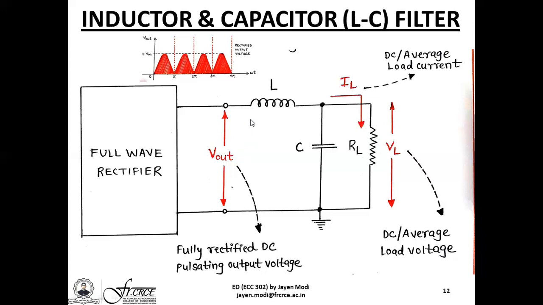So what we have is the inductor L in series and the capacitor C in parallel. IL is nothing but once again the DC or the average load current that flows through the load RL, while VL is nothing but the DC or the average load voltage which is obtained across the load RL. The fully rectified DC output pulsating voltage is made available across V out.